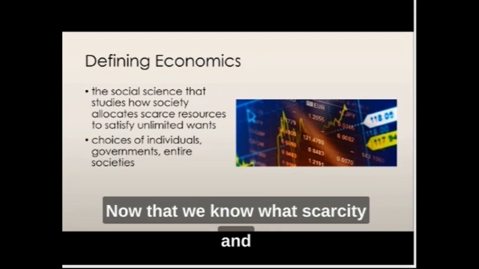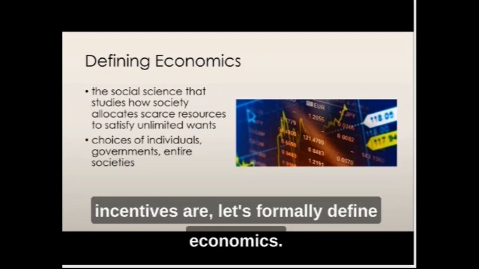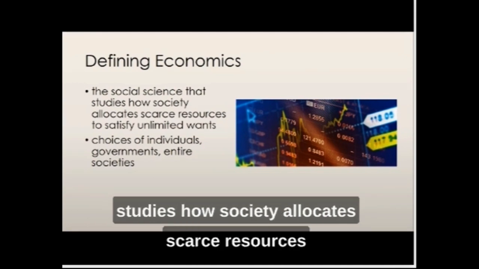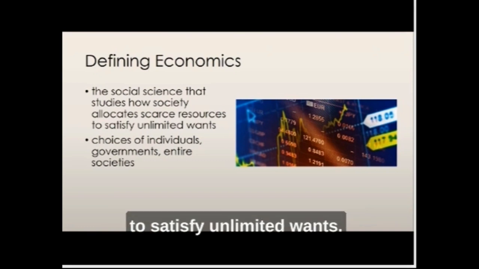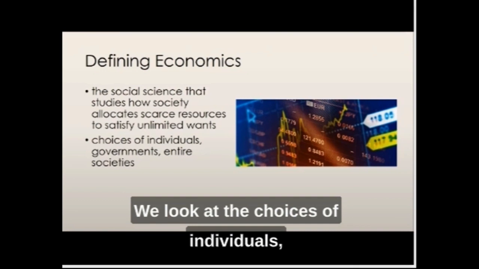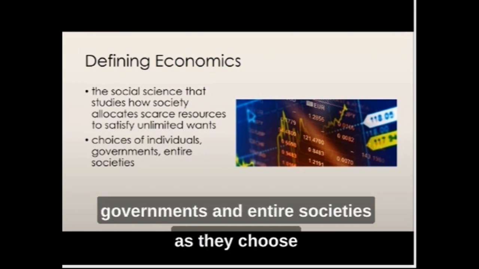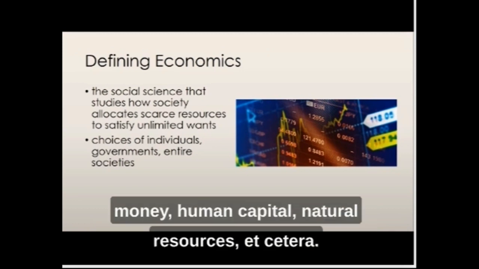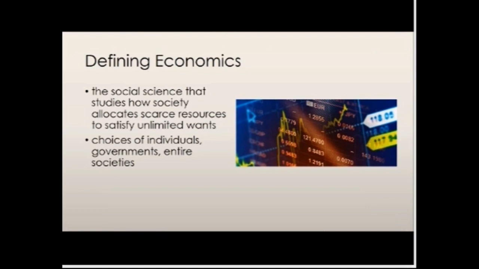Now that we know what scarcity and incentives are, let's formally define economics. Economics is the social science that studies how society allocates scarce resources to satisfy unlimited wants. We look at the choices of individuals, governments, and entire societies as they choose what to do with their limited time, money, human capital, natural resources, etc.